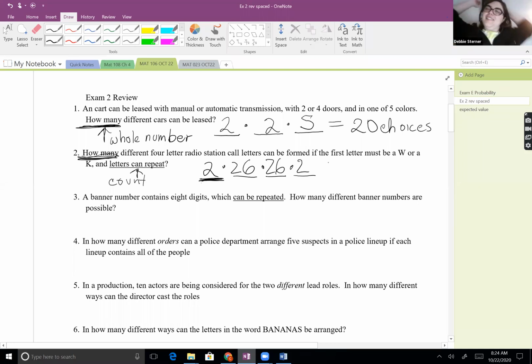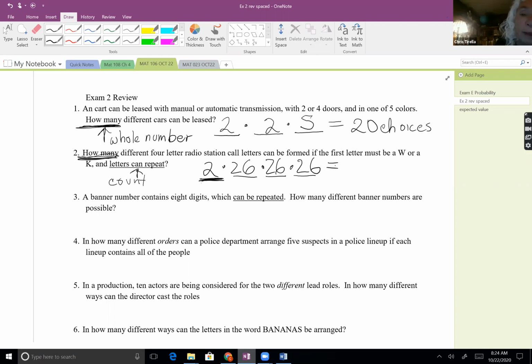Oh my God. And has anybody ever noticed radio stations around here, they always start with a W? And on the West Coast, they always start with a K. I think on one side of the country they start with W, and on the other side they start with K. At least that's been my life experience. So that's where I made up that question from.